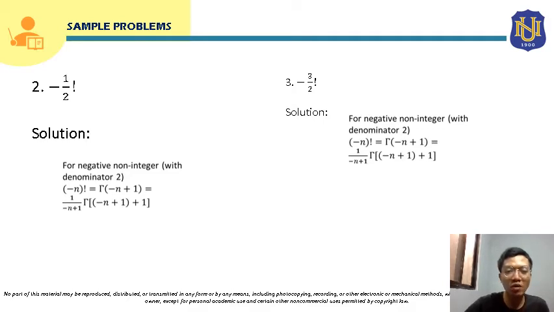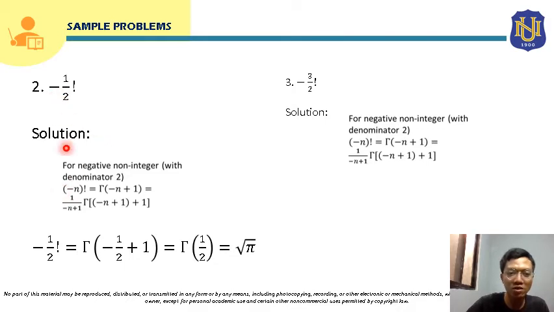Okay, so using our formula, we can rewrite negative 1 half factorial as gamma of negative 1 half plus 1. So we just applied this. If we perform negative 1 half plus 1, that is 1 half. So if we simplify, that becomes gamma of 1 half. Gamma of 1 half is square root of pi, so we already know that value. So for negative 1 half factorial, that is equal to square root of pi. That will be the answer already for this.